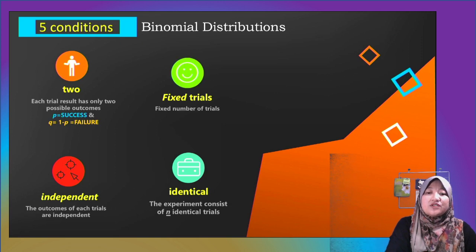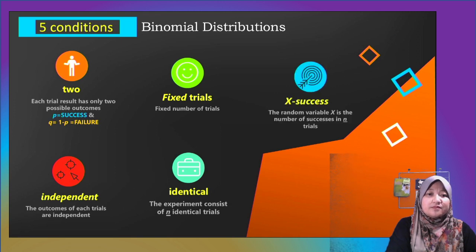Next is fixed trial. Binomial distribution has a fixed number of trials. And the last one, X represents a successful event. The random variable X is the number of successes in n trials. We let it be X. Remember these 5 conditions to identify binomial distribution.